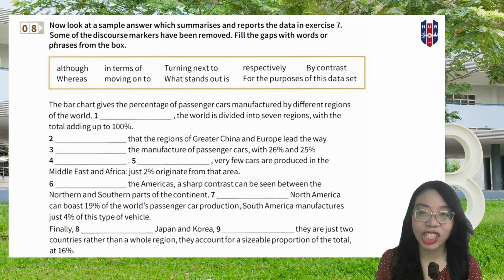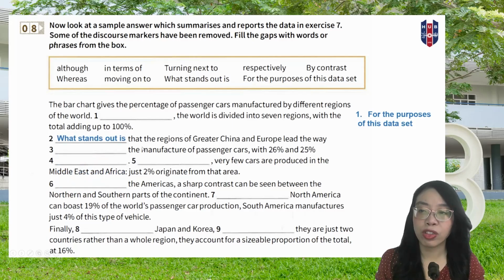Alright, have you finished? Let's check the answer together. So for number one, it should be "for the purposes of this data set." The world is divided into 7 regions, right? For number 2, you should say "what stands out is." What stands out, that means what is most noticeable or what is most striking. That means that you want to emphasize this information. This is the most striking one, noticeable one.